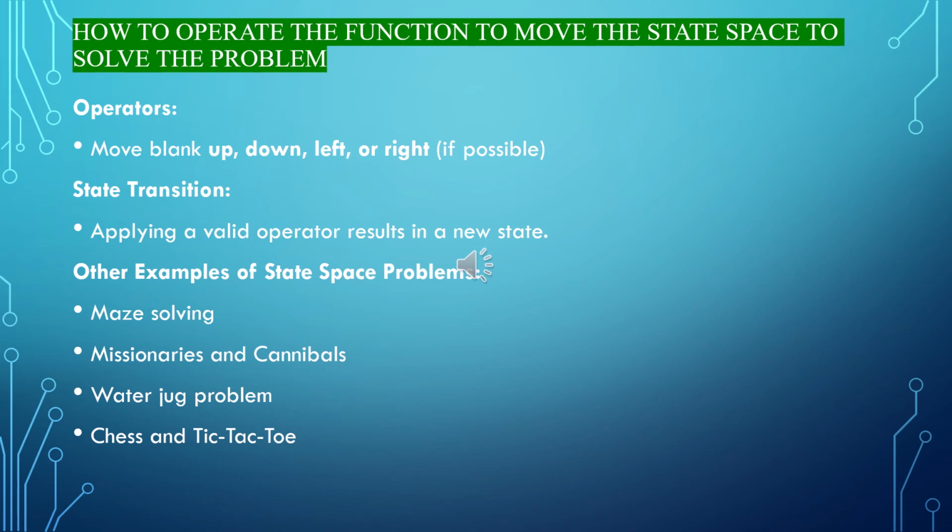And then another example of SSR. State space problems include maze solving, water jug problem, chess and tic tac toe problem. All those things come under the operation and state transition of the function to solve the SSR. So that means the state space representation problem. These are the steps you're going to involve to solve the problem.